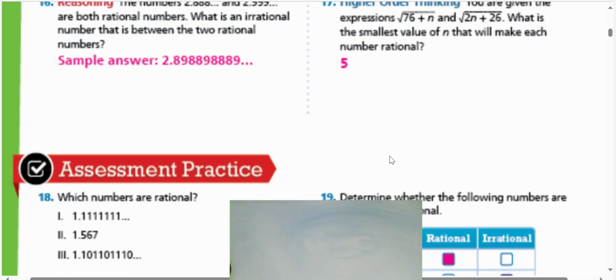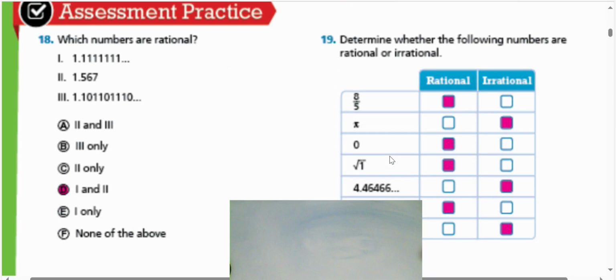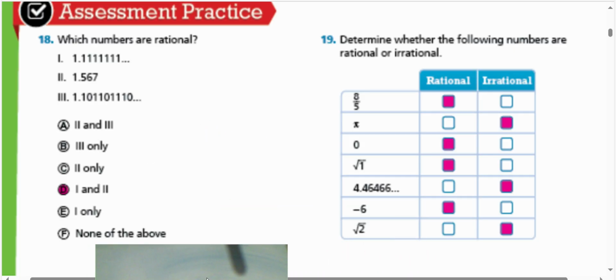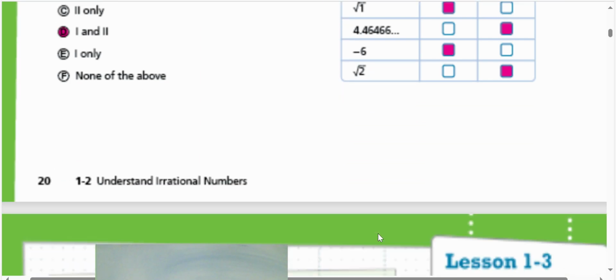Next question, assessment practice. Choose the rational number. We have rational numbers here, 1 and 2. Okay, 1 and 2. Choose letter D. You can complete these questions here. This number is rational, 0 is rational, square root of 1 is 1, rational. 4.64466 is irrational. Negative 6 is rational, square root of 2 is irrational, because this number is not a perfect square. Okay.